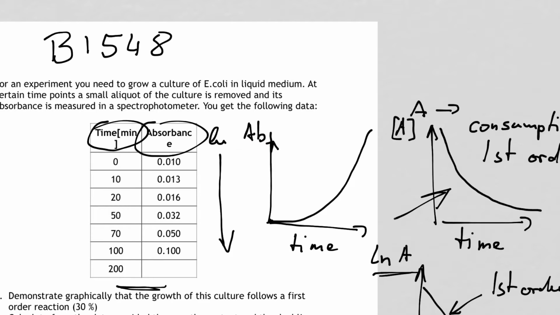If I plot absorbance versus time, and I would get a straight line, what would that indicate? No, not necessarily. If I get something like that, there's still growth, isn't it? What would that indicate if it is a straight line, absorbance versus time? The order of the reaction is 0. So that would be a 0 order reaction.